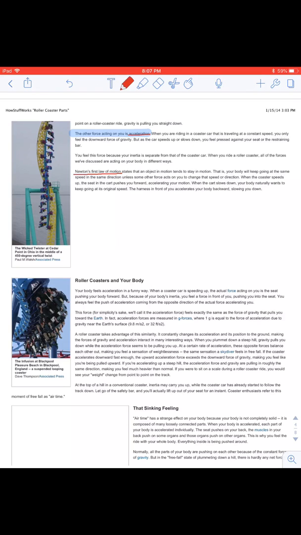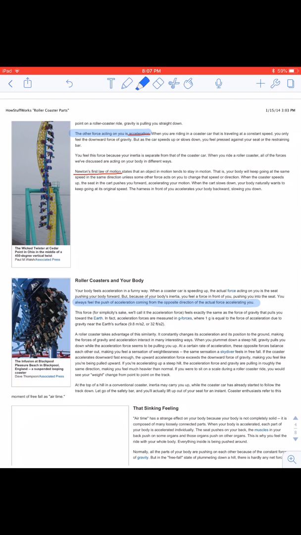That sounds like we are talking about those forces again. So we're going to change to blue. And I think I'm going to start right here where we talk about how you always feel that push of the acceleration coming from the opposite direction of the actual force accelerating you.